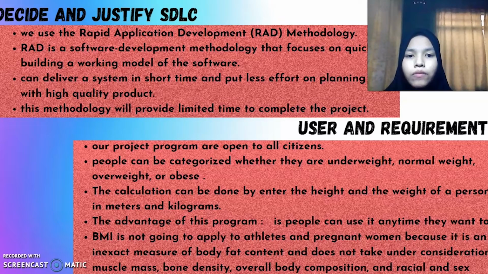We built this program to assist them in being aware of their healthy body. By using this program, people can be categorized as underweight, normal weight, overweight, or obese, depending on what range the value falls in from the calculation of BMI. The calculation can be done by entering the height and the weight of a person in meters and kilograms. The advantage of this program is people can use it anytime they want to. However, BMI is not going to apply to athletes and pregnant women because it is an inexact measure of body fat content and does not take into consideration muscle mass, bone density, overall body composition, and racial and sex variations.